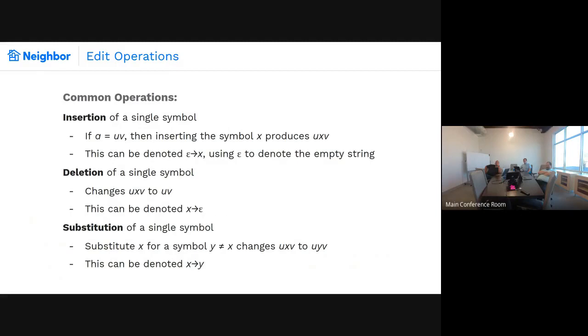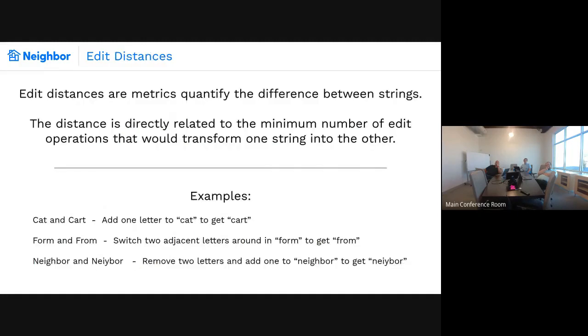So some examples of operations are an insertion, a deletion, or a substitution. They're pretty self-explanatory by their name, but the idea is you add a character, you remove a character, or you change a character. So actually, if we go back, neighbor and neighbor can be done by removing one letter and making one substitution. So there's more than one way to get there. That's part of the trick when you're actually implementing these things, determining what edit operations you're going to use, because some of them will introduce more complexity than others.